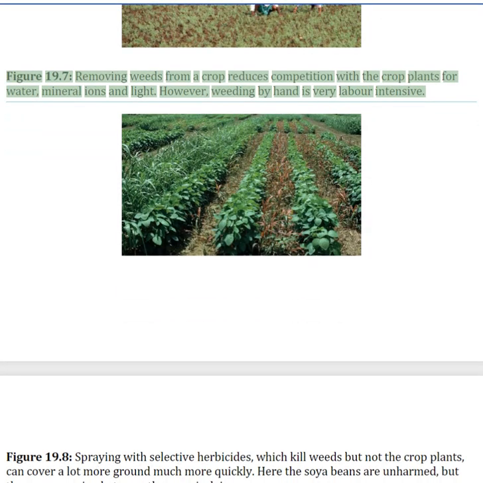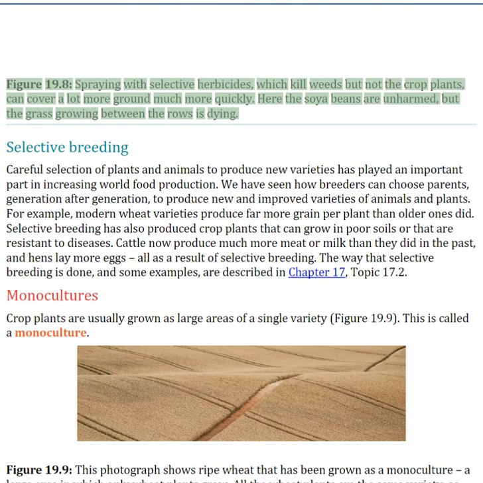Figure 19.7, removing weeds from a crop reduces competition with the crop plants for water, mineral ions and light. However, weeding by hand is very labor-intensive. Figure 19.8, spraying with selective herbicides, which kill weeds but not the crop plants, can cover a lot more ground much more quickly. Here the soya beans are unharmed, but the grass growing between the rows is dying.